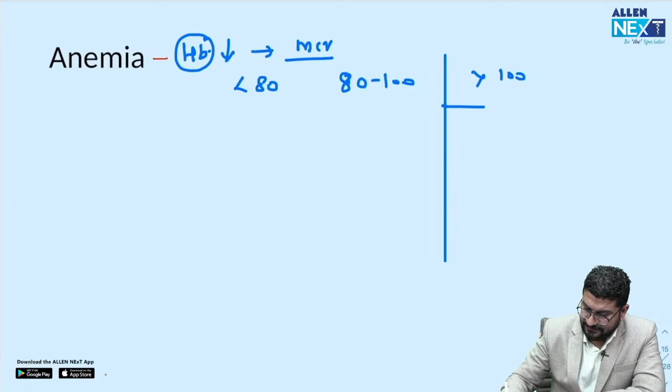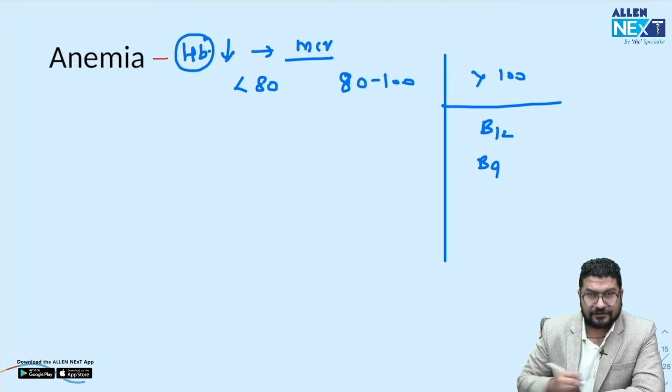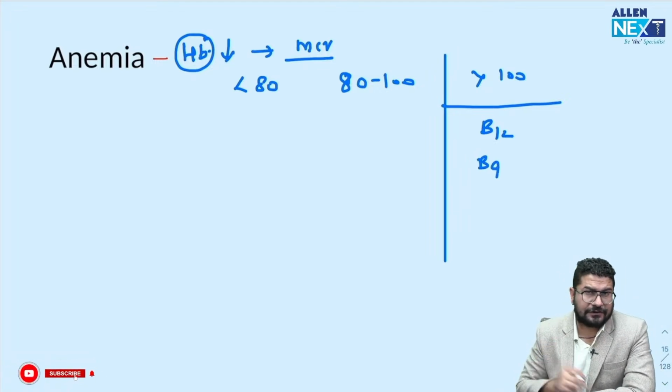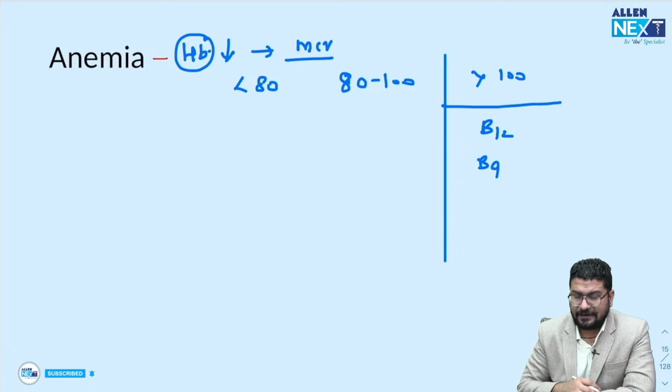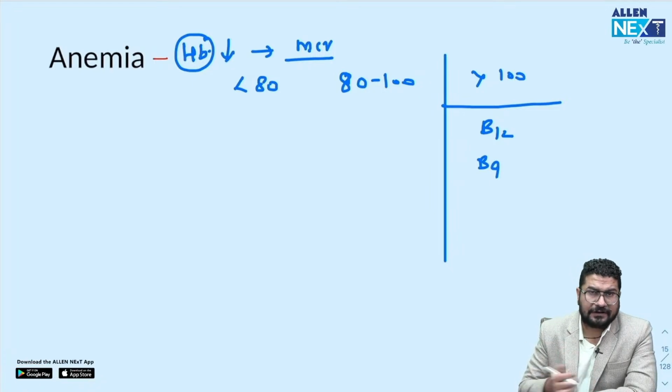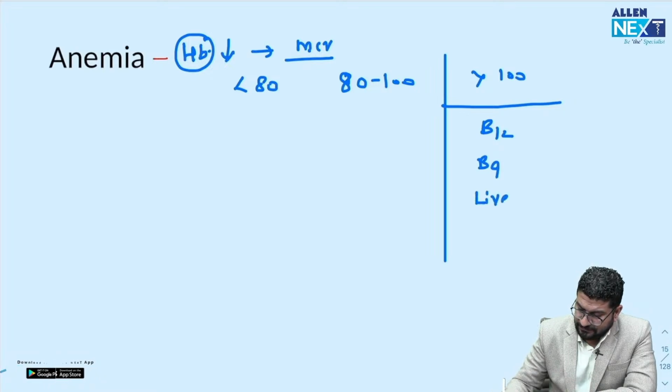More than 100 means this will be B12 deficiency or B9 deficiency. For B12 deficiency, think of a history of a vegetarian diet, or atrophic gastritis, intrinsic factor deficiency. For B9, remember it can sometimes also be seen in liver disease and thyroid disease.